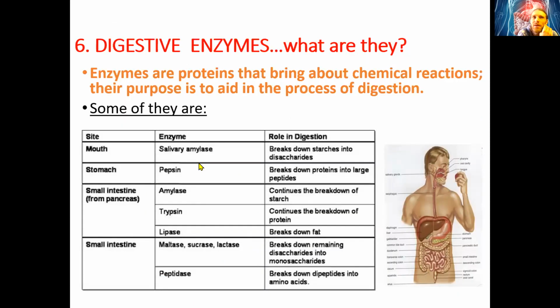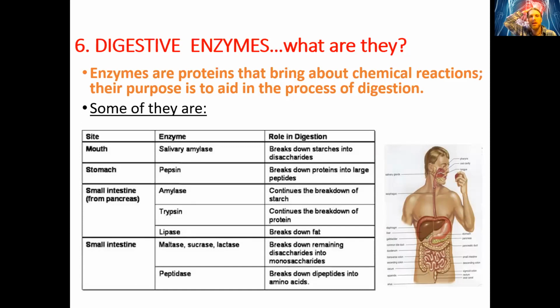Then the last thing is our digestive enzymes, guys. You have to know the enzymes that are produced in each part. An enzyme is a molecule that helps to break down molecules into smaller molecules. In the mouth, we have said it was amylase. It breaks down starch into glucose or disaccharides. In the stomach, we had pepsin, which breaks down proteins.